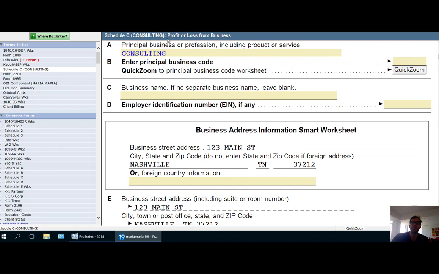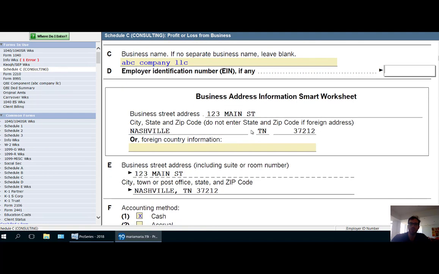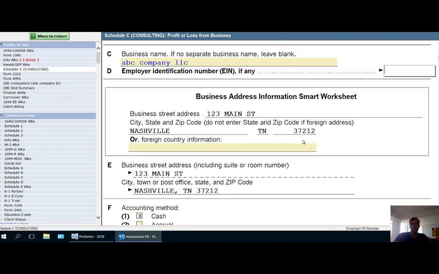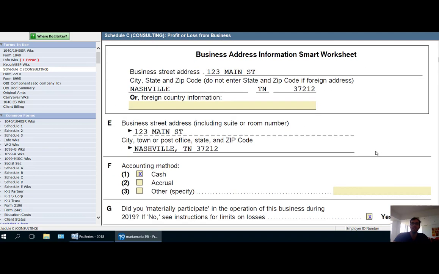So she is a consultant. She doesn't have a business name. Well, she does, but we don't know what it is. We don't know what we should call it. We'll just call it ABC Company, LLC, something like that. So you put your business name right here, you put your EIN right here, and your business address right here. She's just working from her house, so she doesn't have a business address. She's just using her home address as her business address.